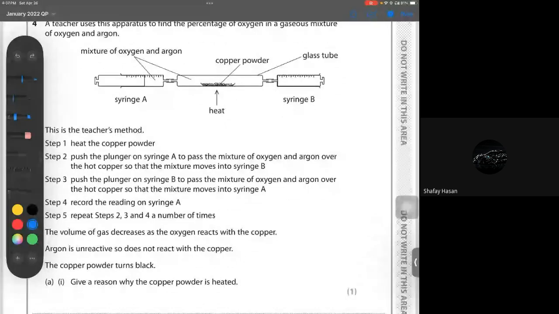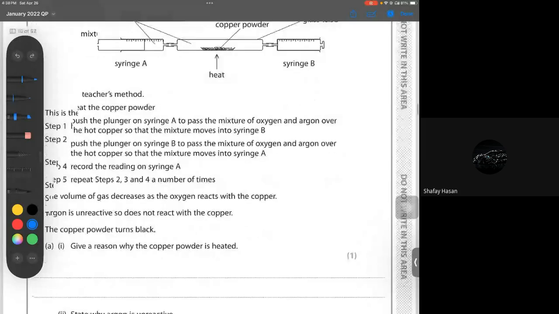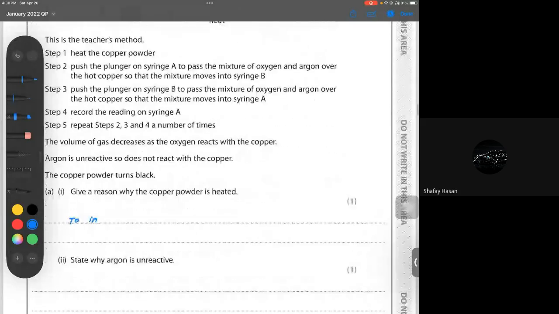Heat the copper powder. Push the plunger on syringe A to pass the mixture of hydrogen and argon over the hot copper so that the mixture moves into syringe B. Argon is unreactive. It's not going to react with this copper. So you know why we're going to heat it? To increase the rate of reaction. It would take less time. If you're not going to heat the copper, the rate of reaction would be slower. To increase the rate of reaction.